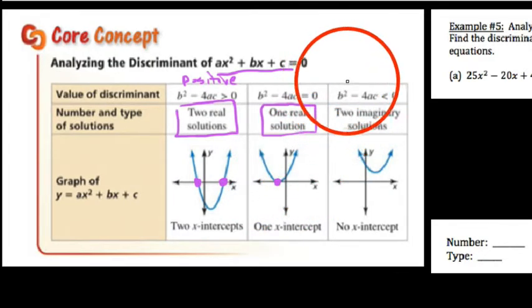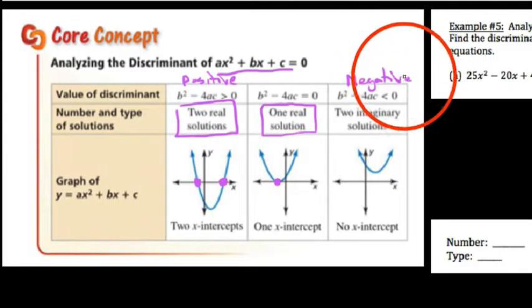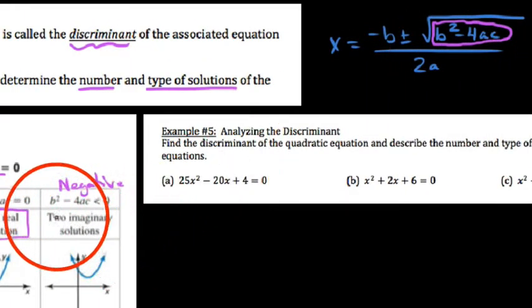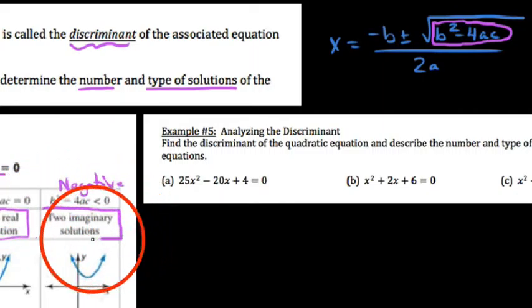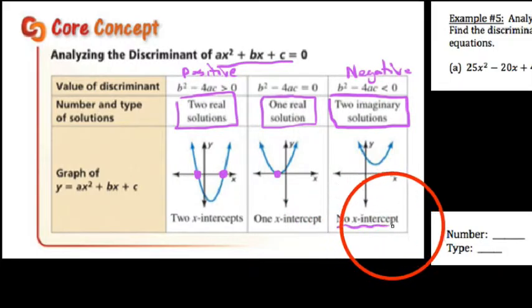And then last but not least, if we get a negative discriminant value, in other words what's inside the radical is negative, then we're going to get two imaginary solutions, or two imaginary roots or zeros. And this will have no real x-intercepts, so you can see that we've listed this here.